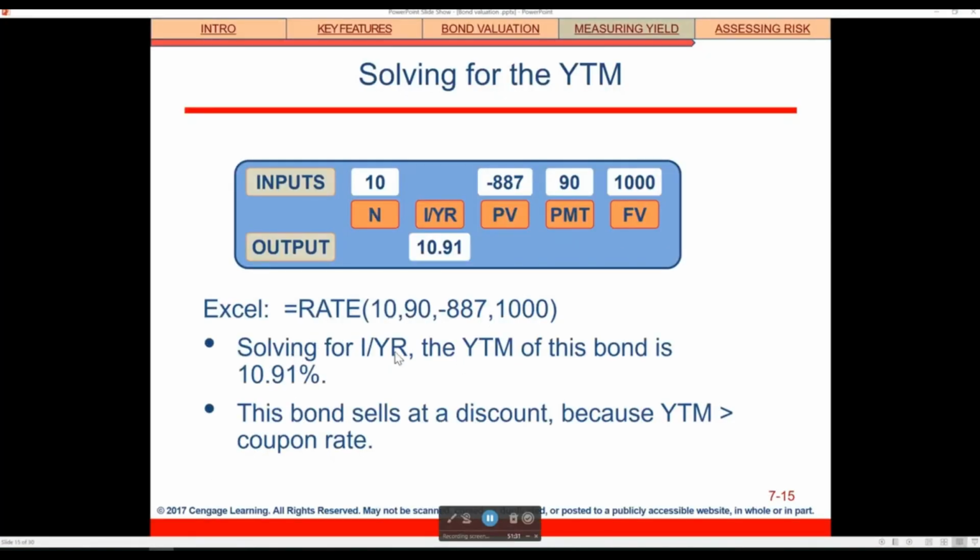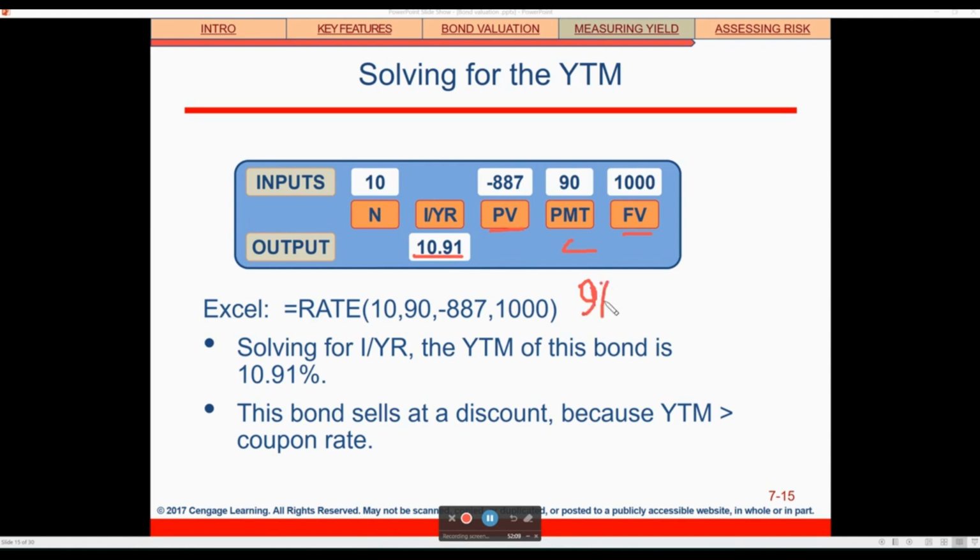So solving for I/YR, the yield to maturity of this bond is 10.91%. Looking at this bond, we see two things. First, you look at the present value and future value. You see that your present value is lower than your future value. And also when you look at the yield to maturity, you see that your yield to maturity is higher than your coupon rate, which was 9%.